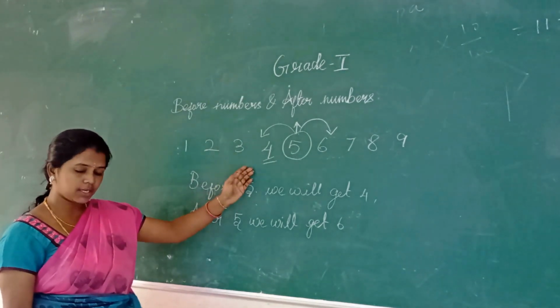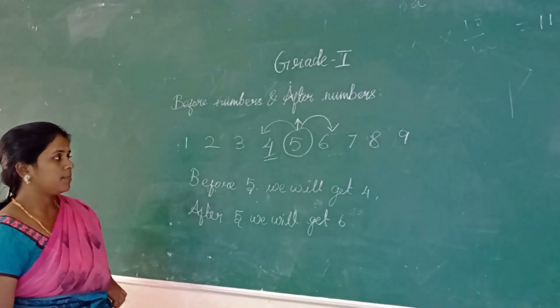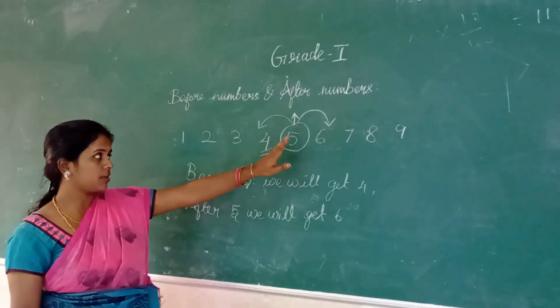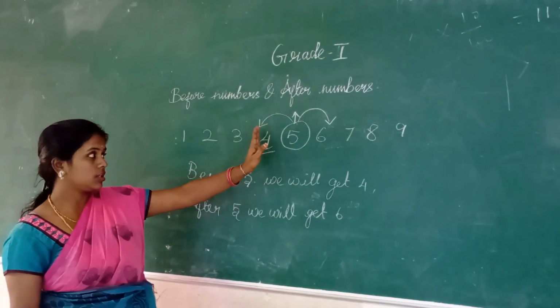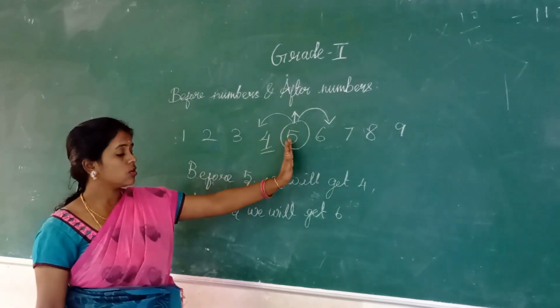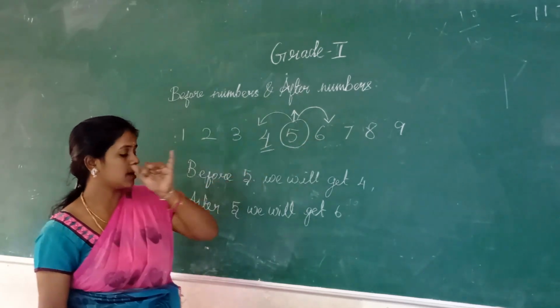So in a number sequence, if we know the number, we have to know what number will come before the particular number and what number will come after the particular number. For example, I have taken number 5. Before means you have to see your left side, before the number. So you will have 4 here. Then after means you have to see the right side after the given number. So you have number 6 here.